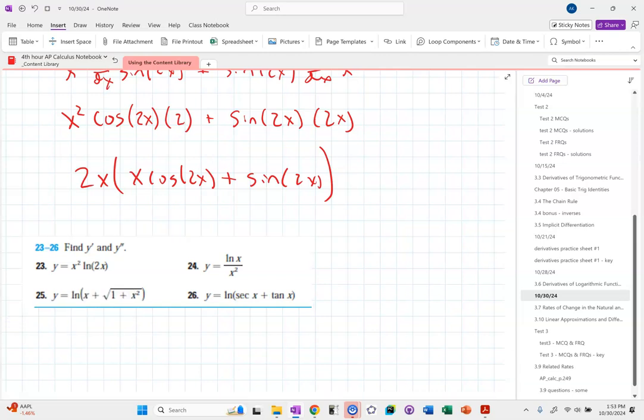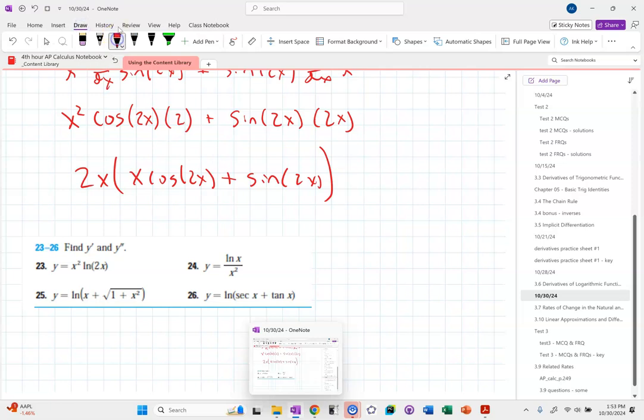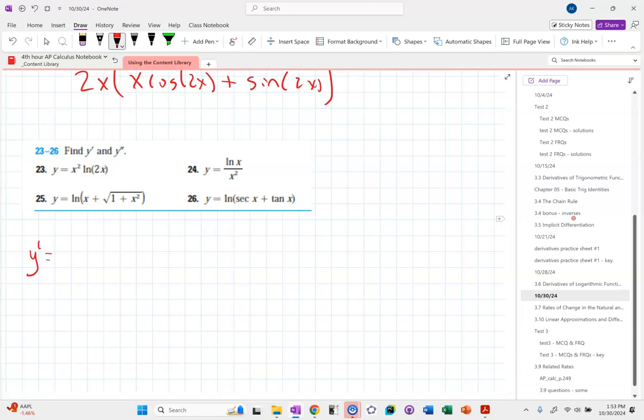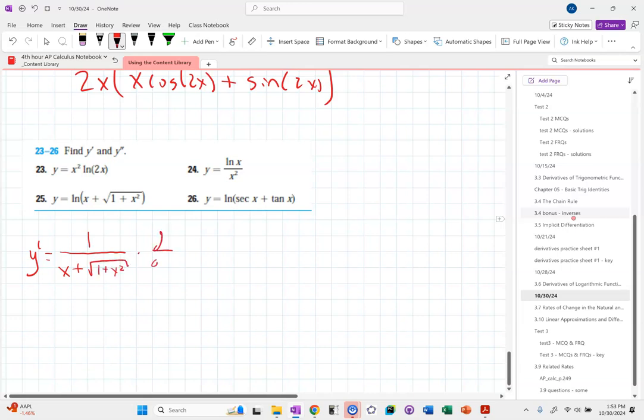All right, so this, it's a toughie. It asks for y prime and y double prime. Ooh. So if I look at 25, that's definitely a chain rule, right? In fact, I see 2 chain rules in there. So the outermost piece is the natural log, so I have 1 over the insides. And that's going to be times the derivative of the inside.